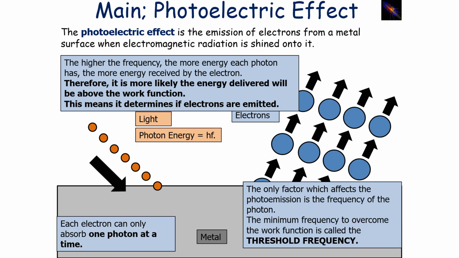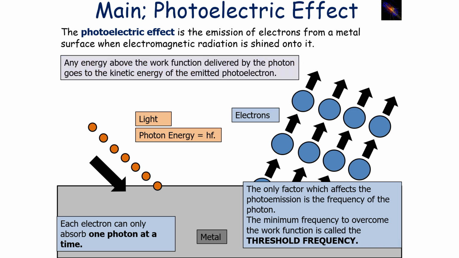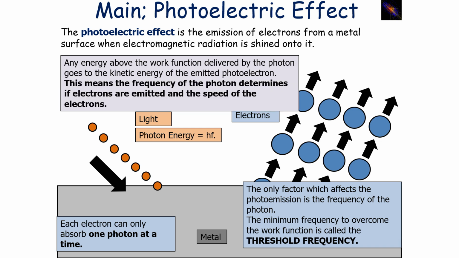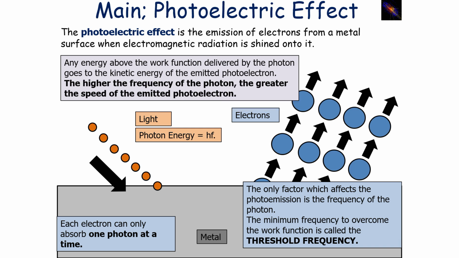So, the only factor which affects photoemission is the frequency of the photon, and the minimum frequency to overcome the work function is called the threshold frequency. It's important to note that any energy above the work function delivered by the photon goes to the kinetic energy of the emitted photoelectron. So this means the frequency of a photon determines if electrons are emitted and the speed of those electrons when they are emitted. The higher the frequency of the photon, the greater the speed of the emitted photoelectron.